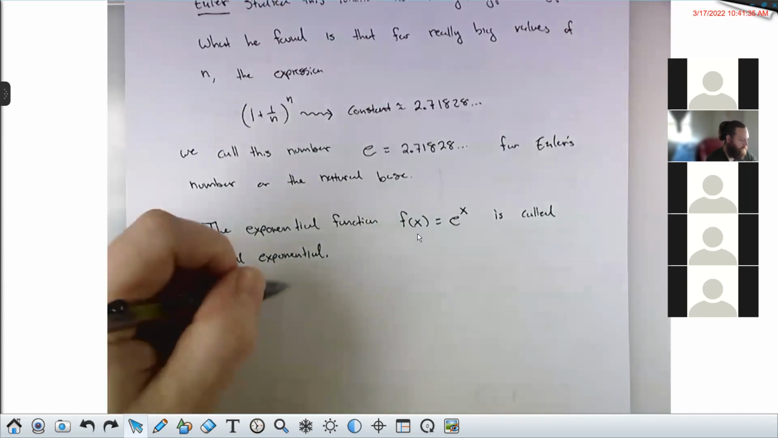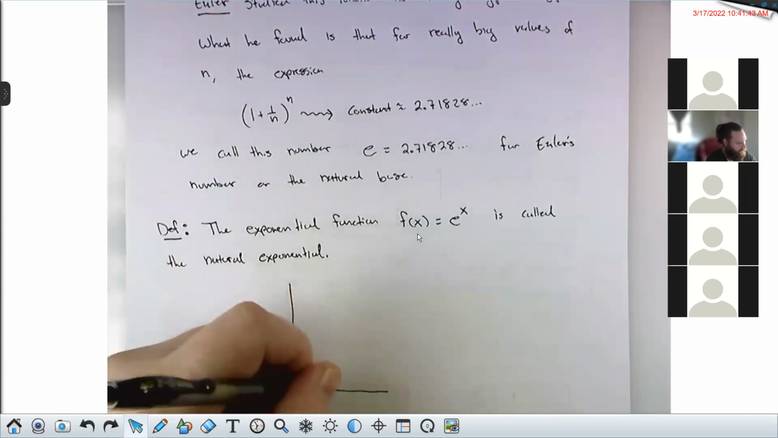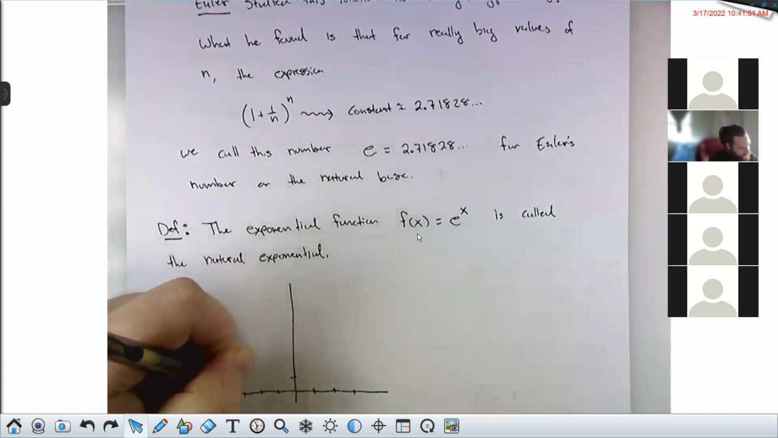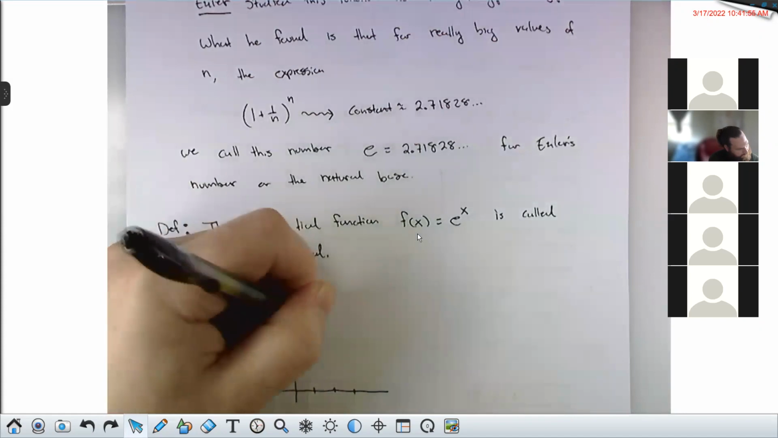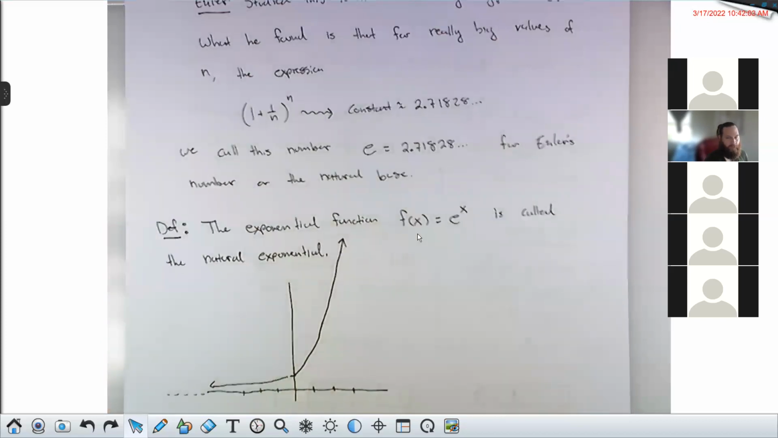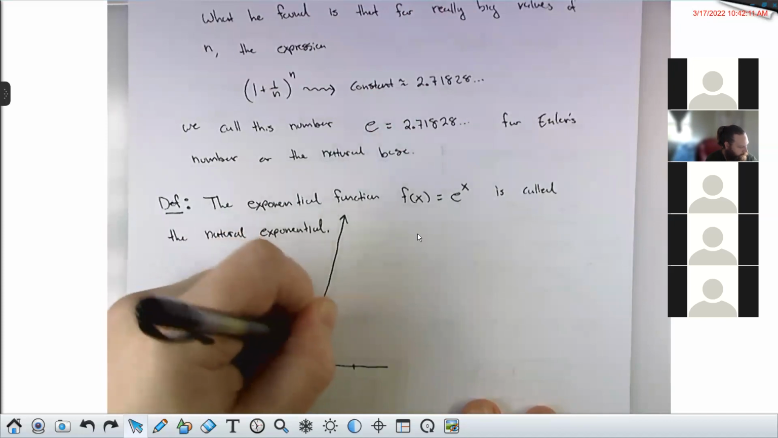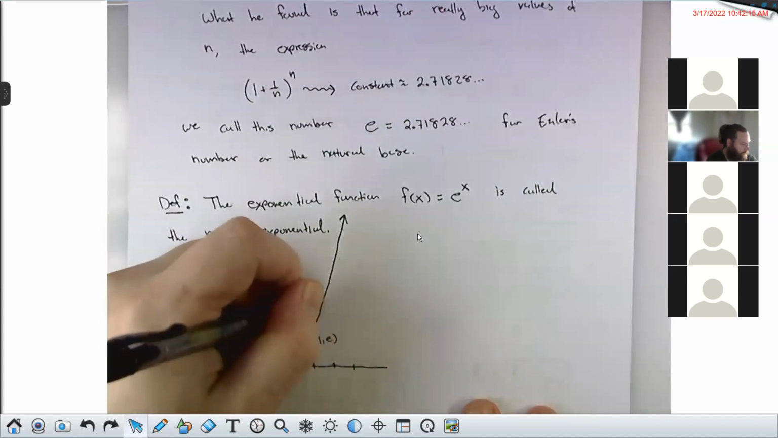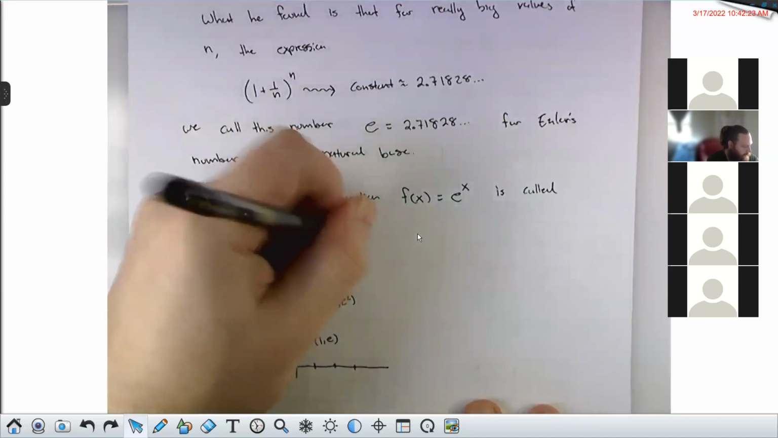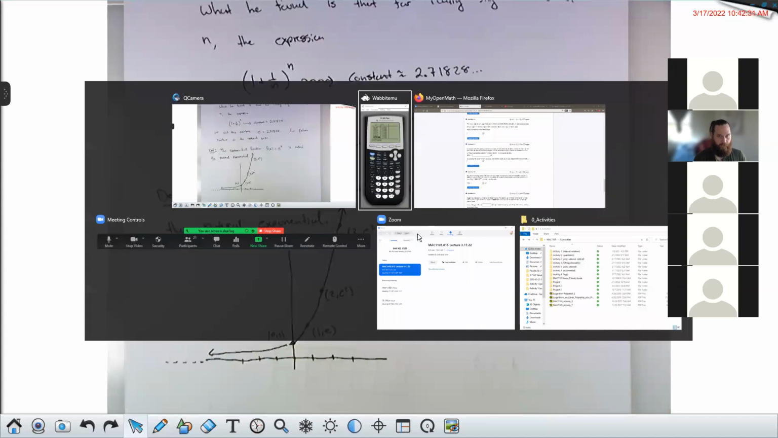Its graph looks the same as all the other growing exponentials, but the numbers on it are quite weird. Because e is a weird number, this nasty irrational number, e to the x has nasty outputs. It still has that same basic shape. Still has that same y-intercept of (0, 1). But then here you have the point (1, e). Here you would have the point (2, e squared). And up here you would have the point (3, e cubed). To get a feel for what these numbers are like, we're going to use our calculator.